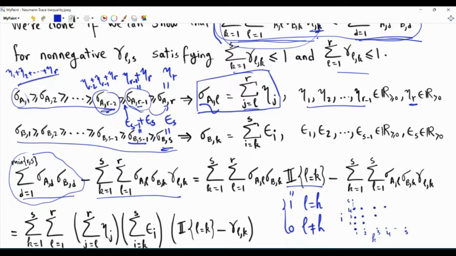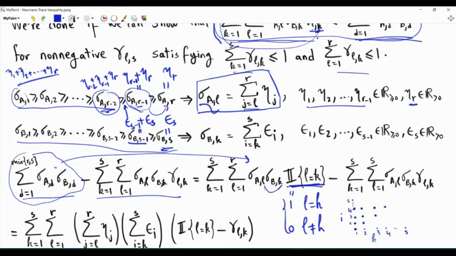So if K is equal to L is equal to 1, then we will get the term sigma A1 times sigma B1. If L is equal to K is equal to 2, then we will get the term from here sigma A2 times sigma B2 and so on. So we will convert the single sum into this double sum, and to ensure equality, we will have to add this indicator, which tells you that the indicator is 1 when these two indices are equal. And then we have minus the double sum.